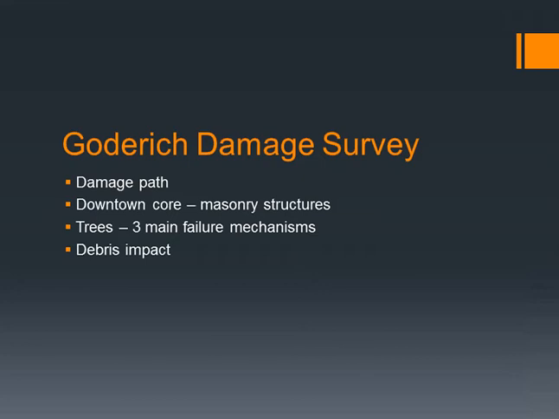It wasn't open. So at the downtown core, we looked at the masonry structures that were there. We also looked at trees. Because there are so many trees in the Goderich area, there were a lot of different failure mechanisms that we could observe, and different species that we could observe as well. And then because it hit an urban area, there was a lot of debris that was trapped in the field.